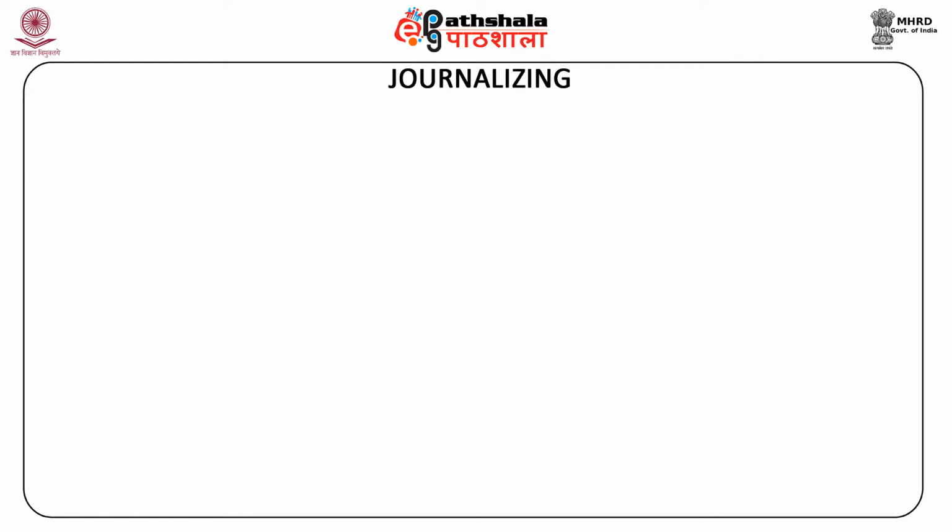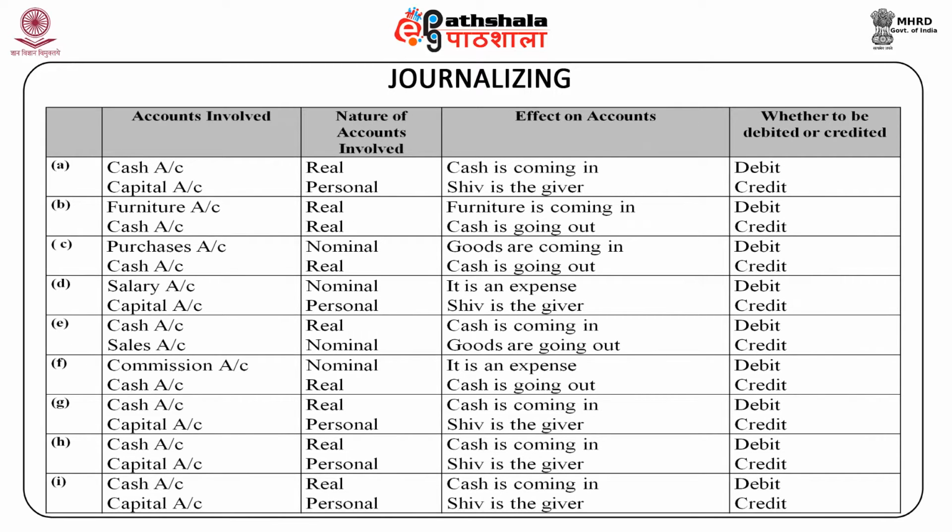Thus, classifying the accounts of the following transactions. A. Shiv started business with cash. In this, cash and capital accounts are involved, out of which cash is a real account and capital is a personal account. In this case, cash is coming in, so it will be debited, whereas Shiv is a giver, so it will be credited.